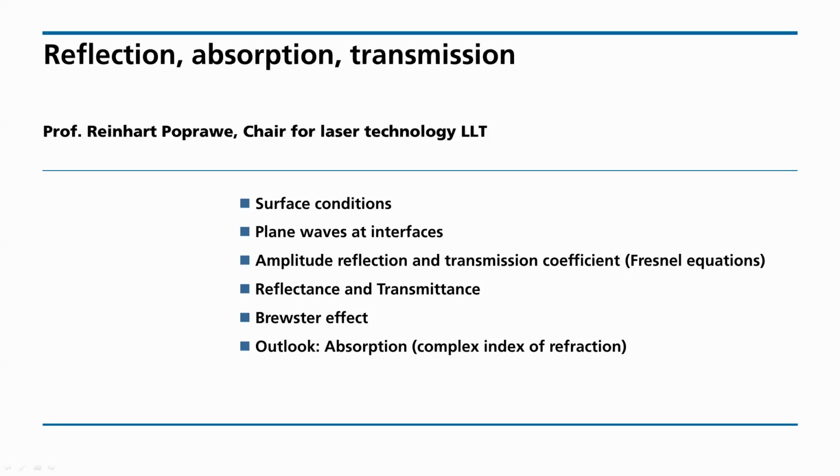We will start with some conditions on the surfaces, on real surfaces. Then we'll look at plane waves at interfaces, so the condition of what happens at the interface to the electromagnetic field. Then we will look at the amplitudes of reflection and transmission, the reflectance and transmittance. Then we will discuss what is called the Brewster effect, a very special absorption at a specific angle of incidence. And last but not least, in the outlook, we'll take a look at the absorption, the definition of the complex index of refraction.